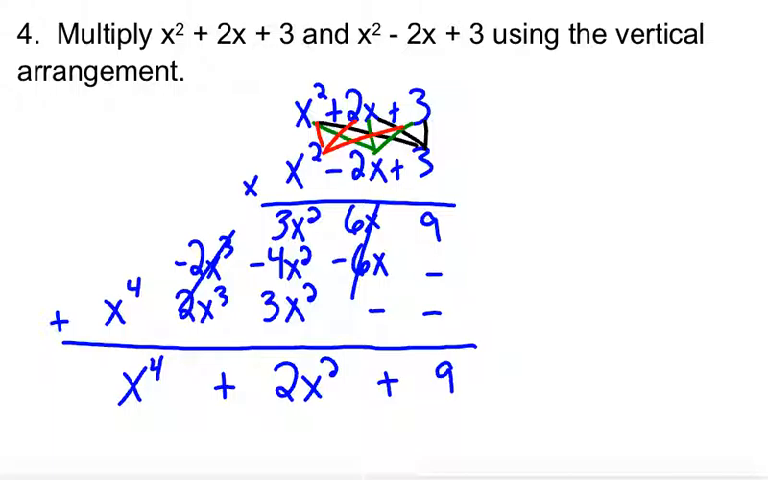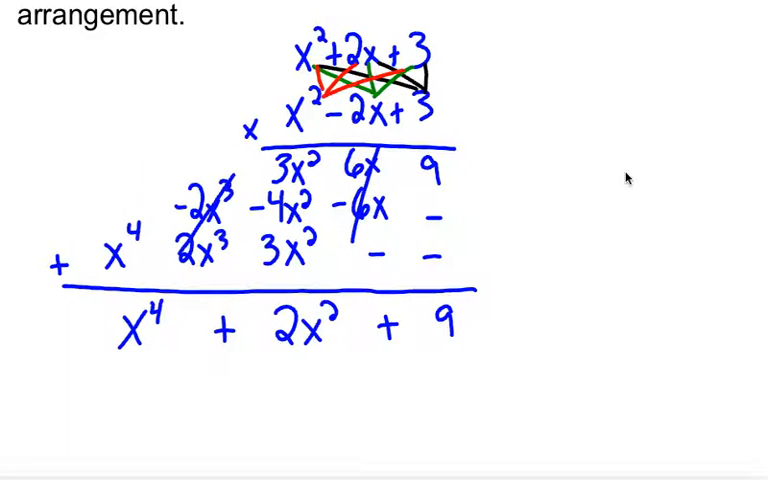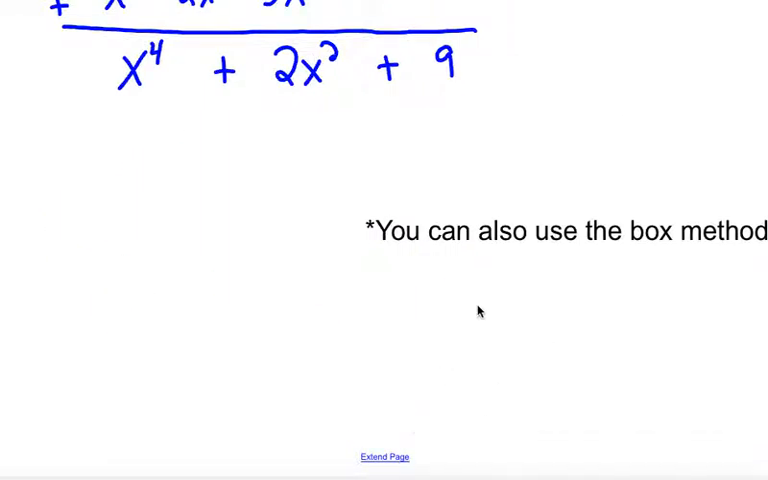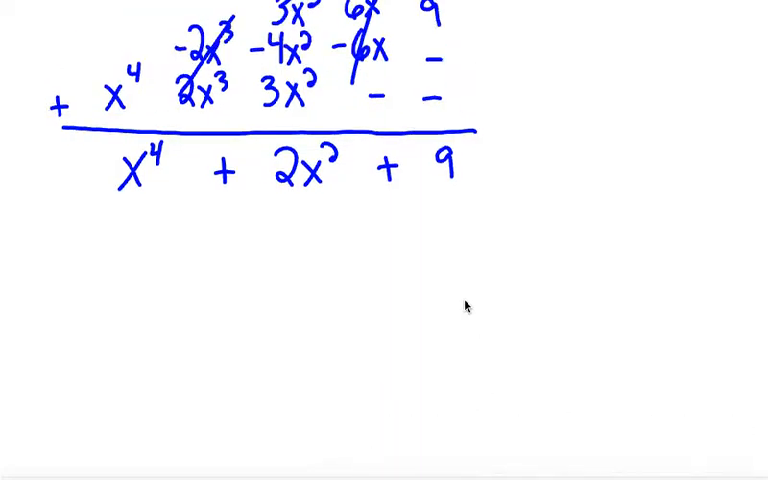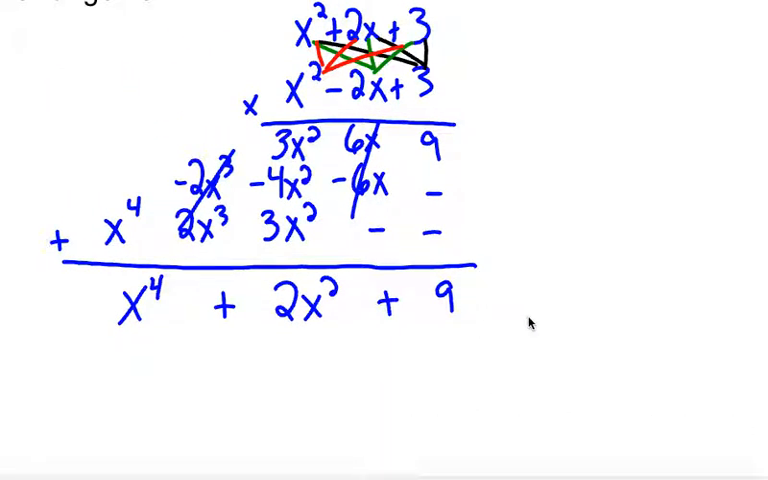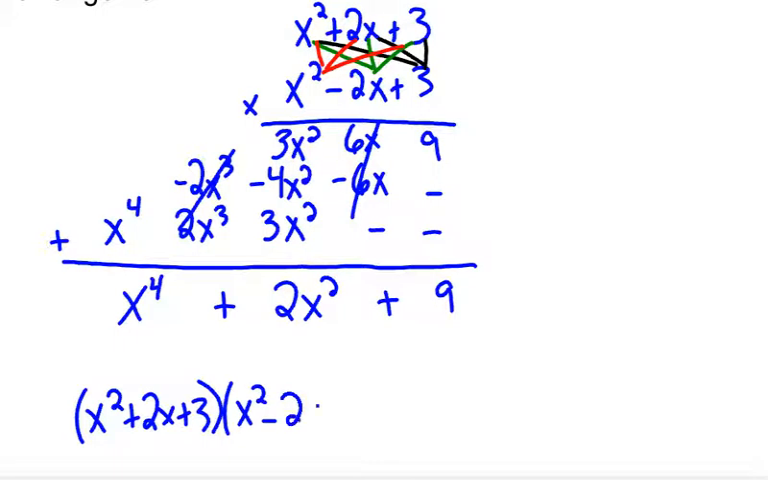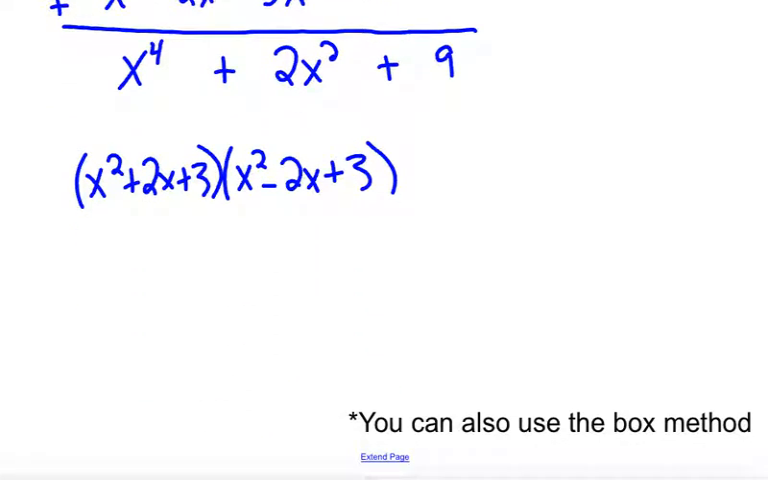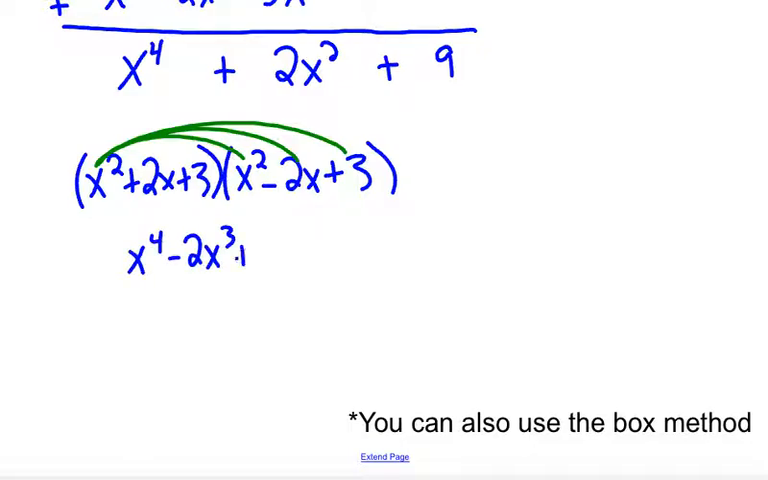Other methods that you can use: superfoil. I'll show you superfoil, and then I'll show you box method. So superfoil, trying to remember what the numbers are. X squared plus 2x plus 3, x squared minus 2x plus 3. Okay. Mr. Bentley maybe calls this the clam method. I can't remember what he calls it. But basically with this you take the x squared and you multiply it by everything. So let's go ahead and do that. X to the 4th minus 2x cubed plus 3x squared.